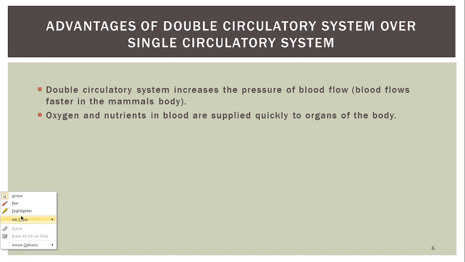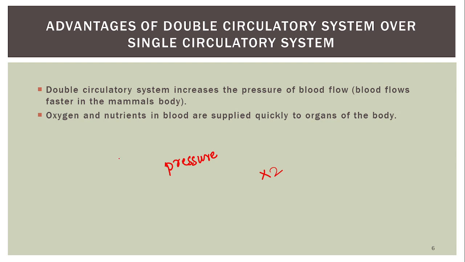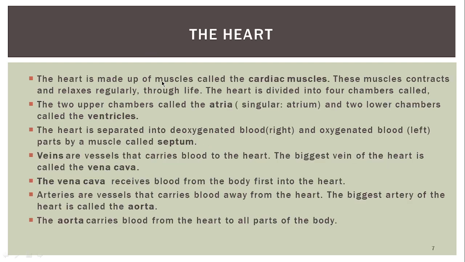Now we must also look at the advantages of the double circulatory system over a single circulatory system. Obviously, the double circulatory system increases the pressure of the blood because blood flows faster in the mammal body, because blood moves under high pressure twice, right? And in the single circulatory system, blood moves under high pressure only once. That's why oxygen and nutrients in blood are supplied quickly to organs of the body. Yes, because they are moving faster, oxygen and nutrients will be supplied faster.